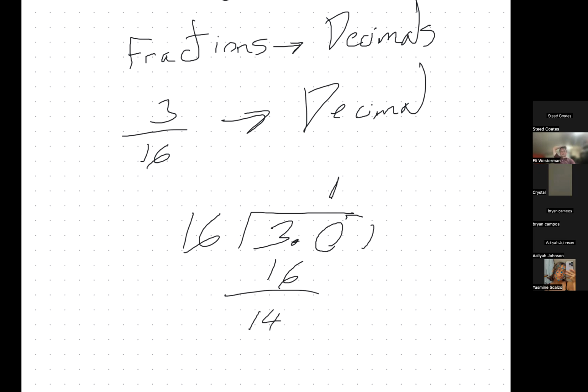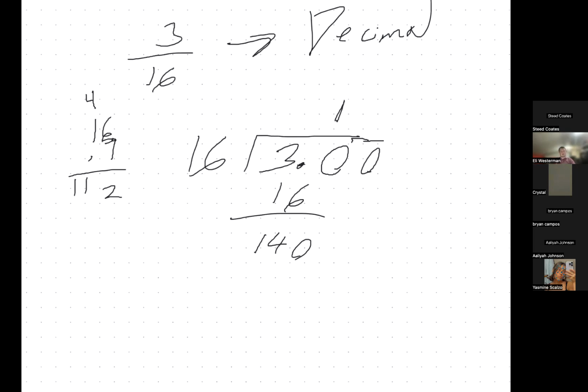We have a 0, so we can bring a 0 down. Let's see how many times 16 goes into 140. Let's try 16 times 7. 7 times 6 is 42, carry the 4. 7 times 1 plus 4 is 11. That's 112, which is probably not big enough. Let's do 16 times 9. 6 times 9 is 54, 9 times 1 is 9, plus 5 is 14. That's 144, so it's not that either.